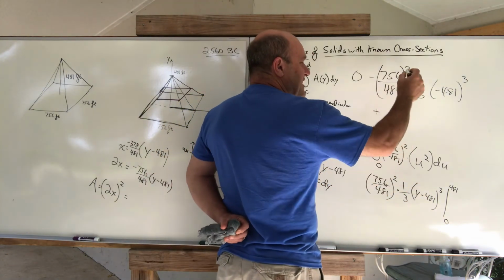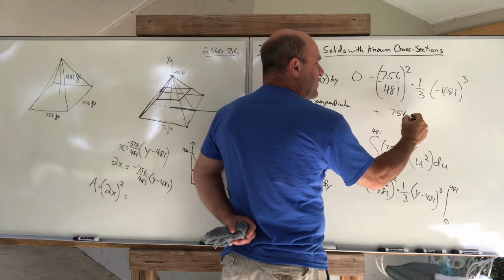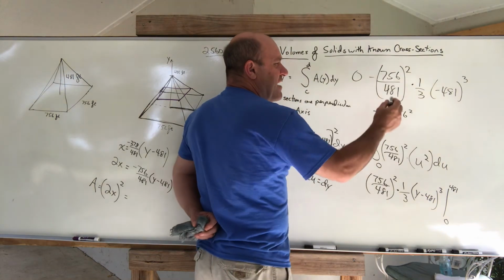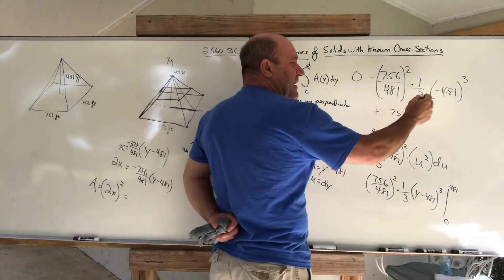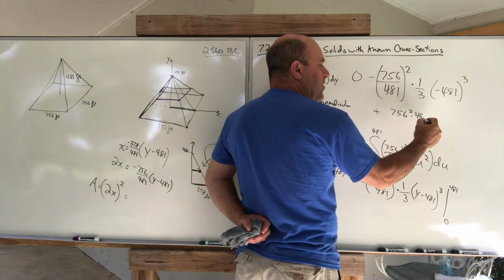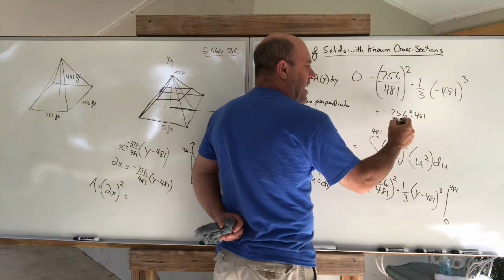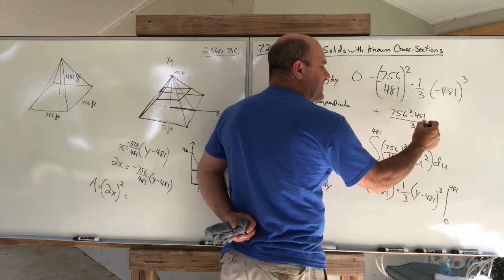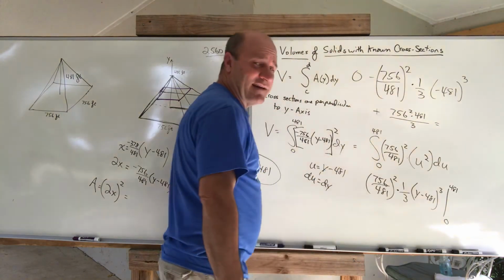And I'll have 756 squared in the numerator. I have this 481 squared, but I can cancel it with the 481 cubed and leave myself a 481 in the numerator, and all divided by 3. So there's the answer. I'd like to see what that is.